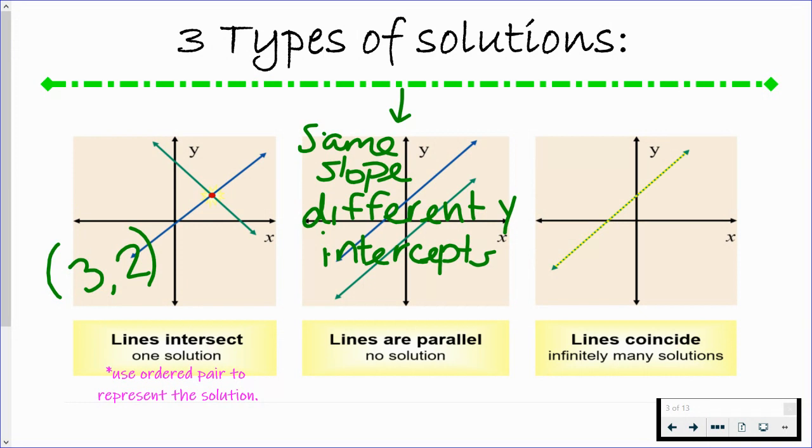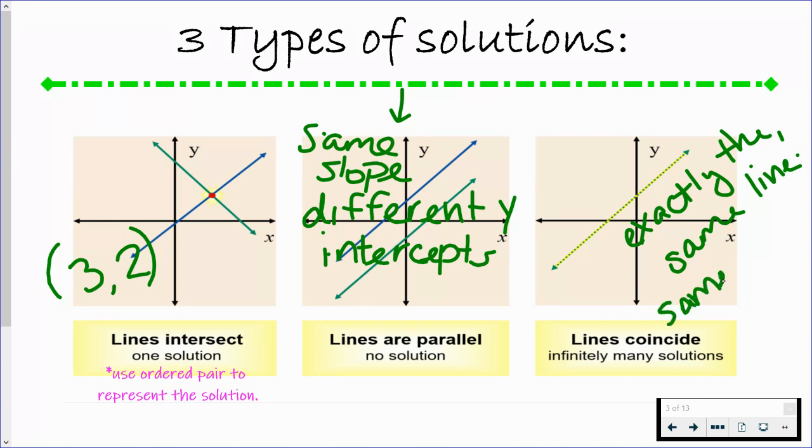And finally, our third type of solution is infinitely many solutions. What that means is that these 2 lines are going to be exactly the same line. And you know what you're going to notice about your equations there? In this situation, you're going to have the same slope and the same y-intercept.